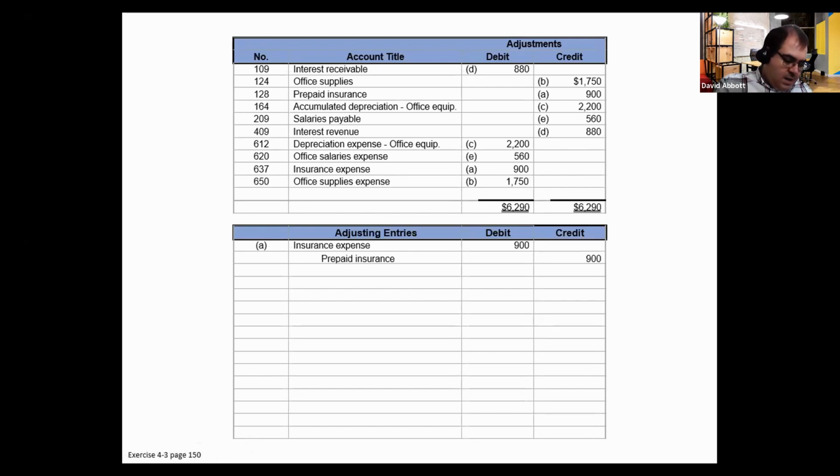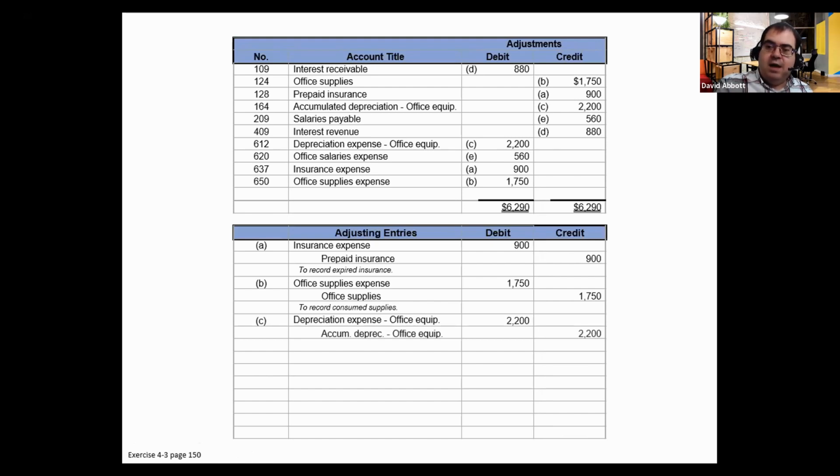We've already done this, I believe, before, but this is just review for us. And that's for the expired insurance. The next one is office supplies. So we see here that you have office supplies expense, $1,750 debit, credit to office supplies, and that's to record the consumed supplies. And then you have C, which is the depreciation expense on the office equipment. You would debit that $2,200, and then you would credit the accumulated depreciation of office equipment.